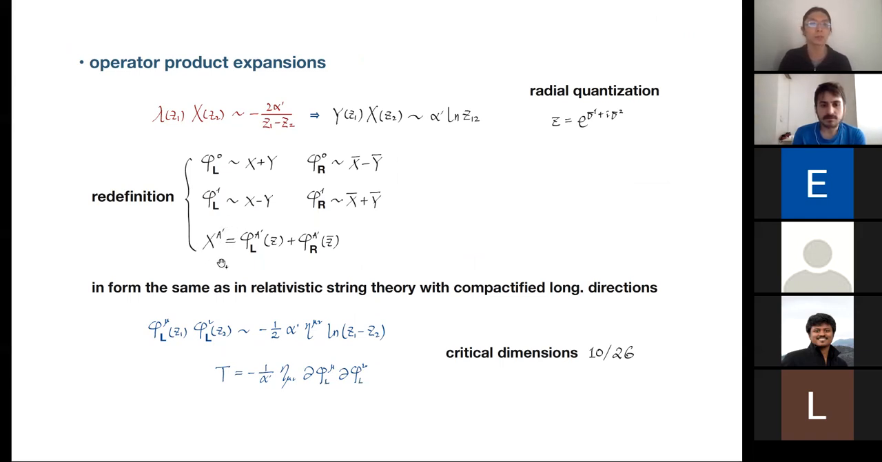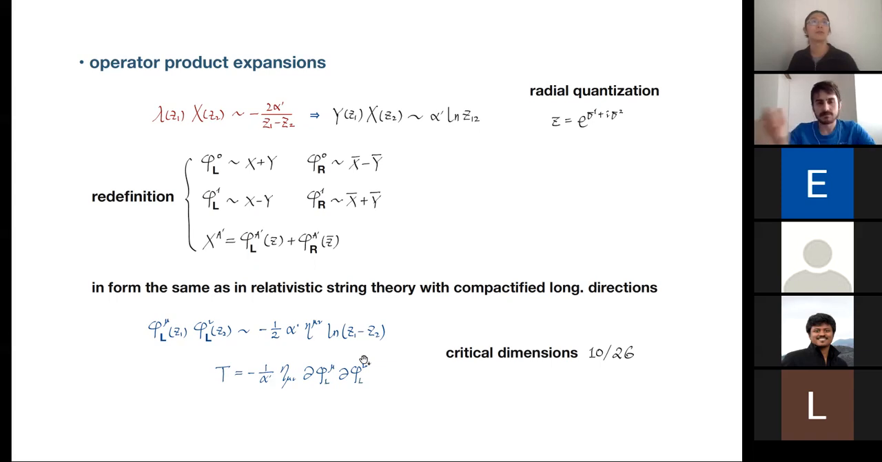And you can do a similar thing to the transverse coordinates. That's a standard thing to do. You split it into the left-moving and right-moving parts. The left-moving part only depends on Z, and the right-moving part only depends on Z bar. And now, magically, in this new set of variables, if you compute the derived OPEs, they look exactly the same as in relativistic string theory. So this actually gives rise to a very nice trick that we can pull out.